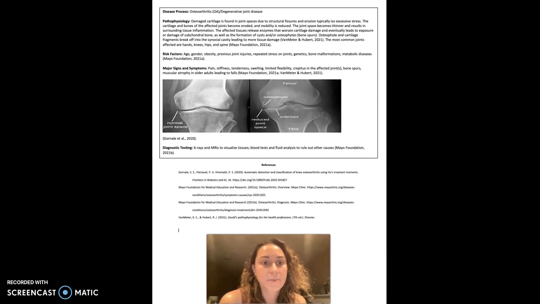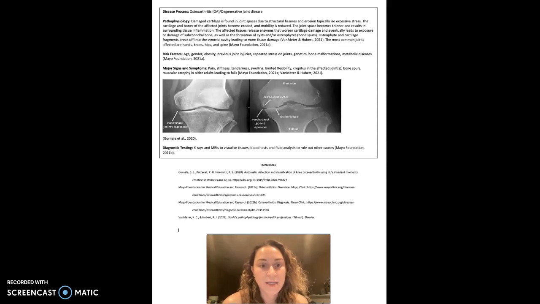Major signs and symptoms of OA include pain, stiffness, tenderness, swelling, limited flexibility, and crepitus in the affected joints. Patients will complain of a cracking or popping feeling in the joints, bone spurs, and muscular atrophy in older adults leading to falls.